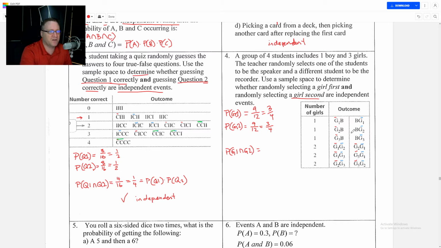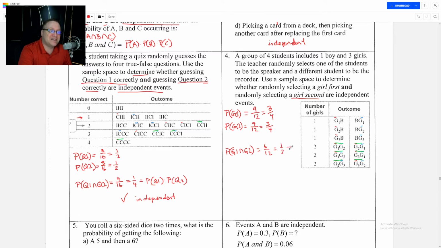It's dependent. So where are all the ones that have a girl in the first spot and a girl in the second spot? Let's see. This one has girl, girl. This one has girl, girl. This one has girl, girl. This one has girl, girl. This one has girl, girl. And this one has girl, girl. These ones do not. So what is that? That's 1, 2, 3, 4, 5, 6. 6 out of 12, which is 1/2.